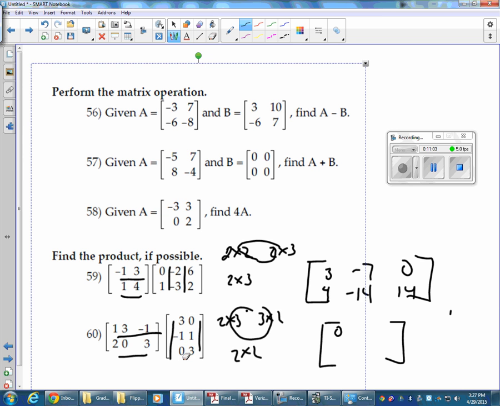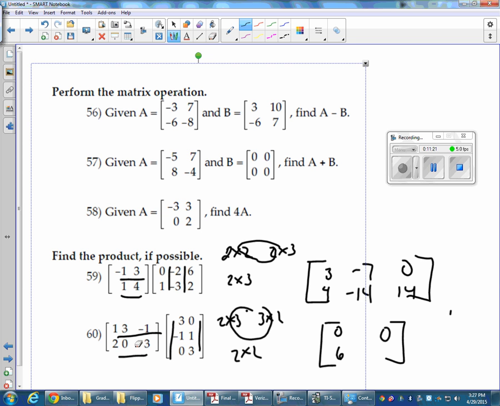Now do first row, second column. 1 times 0 is 0. 3 times 1 is 3. Negative 1 times 3 is negative 3. Those add up to 0. Now do second row times first column. 2 times 3 is 6. 0 times negative 1 is 0. 3 times 0 is 0. So that gives me a total of 6.